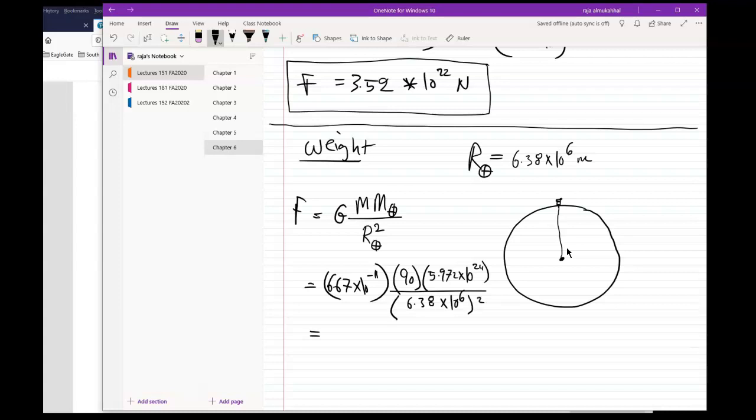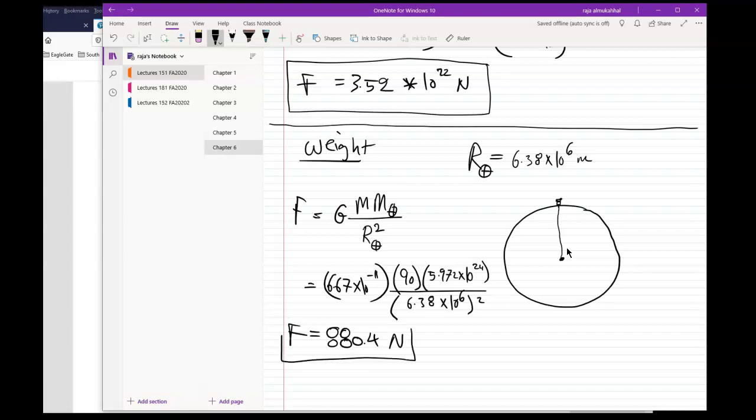So here we have, I'm going to calculate it myself as well, 6.38 times 10 to the 6, and then squaring that, and then reciprocal, times 5.97 times 10 to the 24 times 90 times 6.67 times 10 to the negative 11. Answer, I got roughly 880.4 Newton.